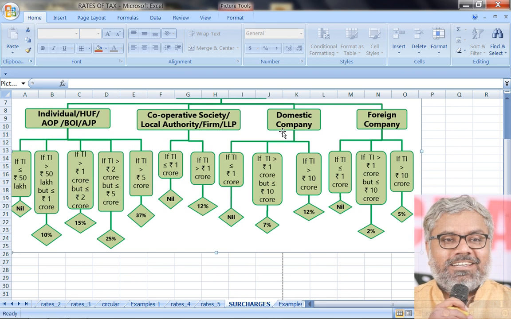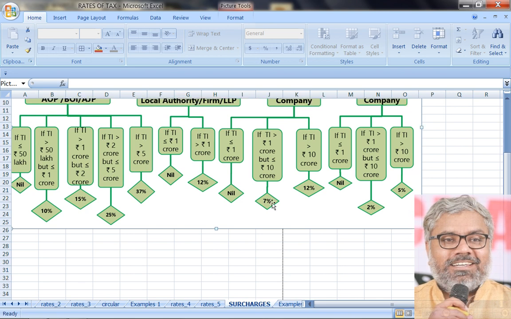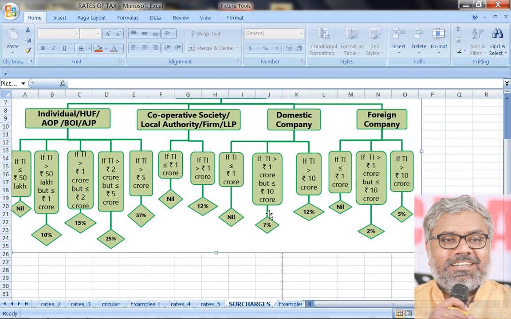There are certain benefits here. But the intention here is, for a company, there is a surcharge of 7% only if the income is between 1 to 10 crores. 12% comes only if the income exceeds 10 crores. Whereas here, 12% starts only when the income exceeds 1 crore itself. So a little bit relaxed surcharges are there for domestic companies when compared with firms and LLPs, etc.